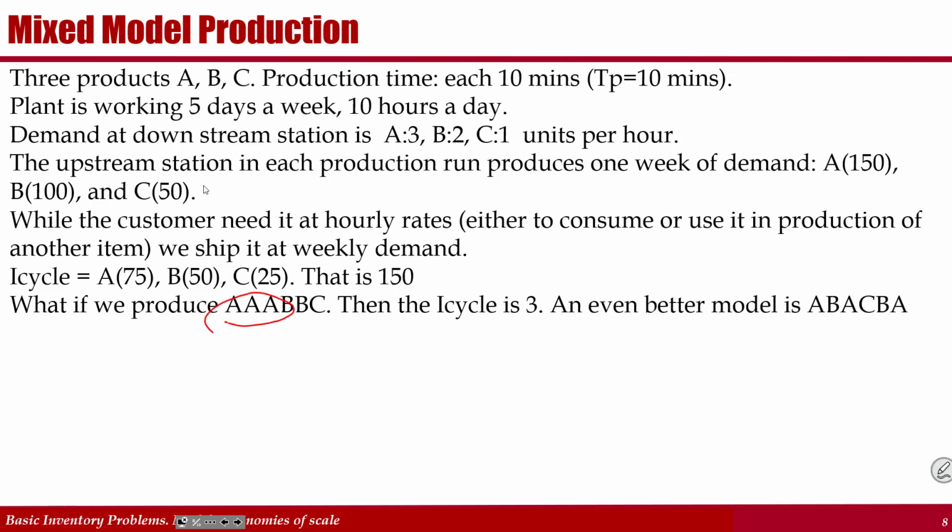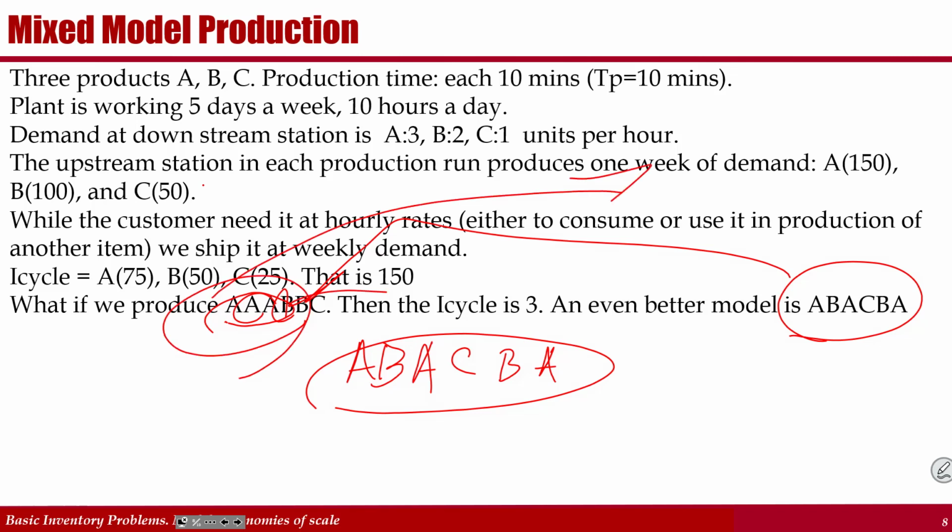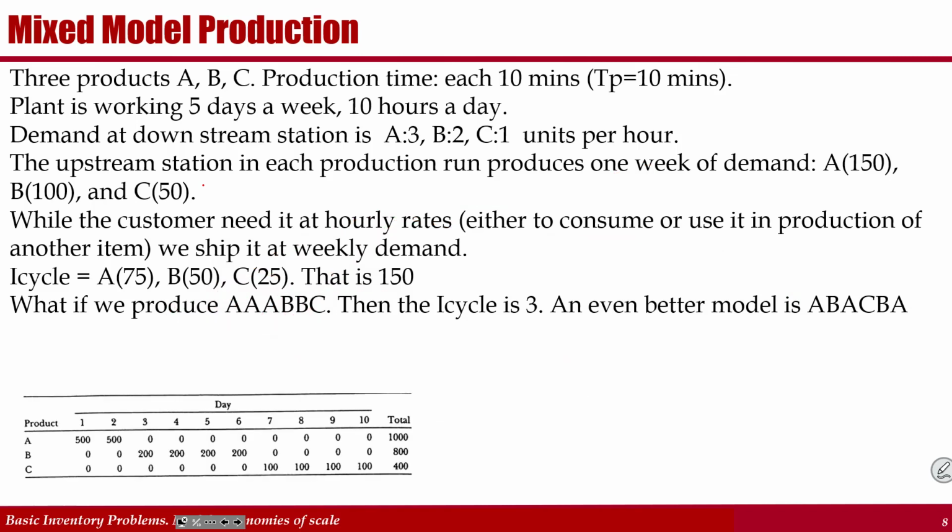Do not produce 3A. Produce 1A, and then 1B, and then another A, and then 1A, 1B. So now we have 3A, 2B, and then a C here. This one is even better than this one, and this one definitely is much better than that one. And this is another example of mixed model production.